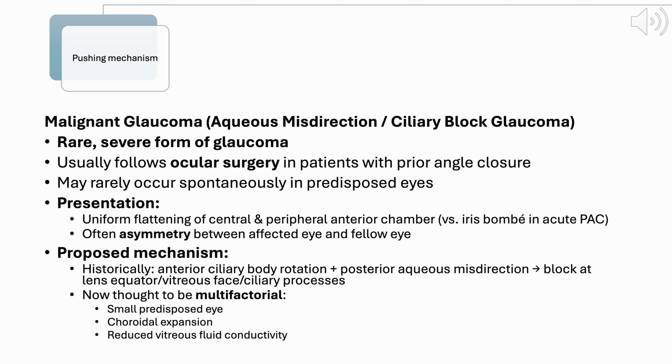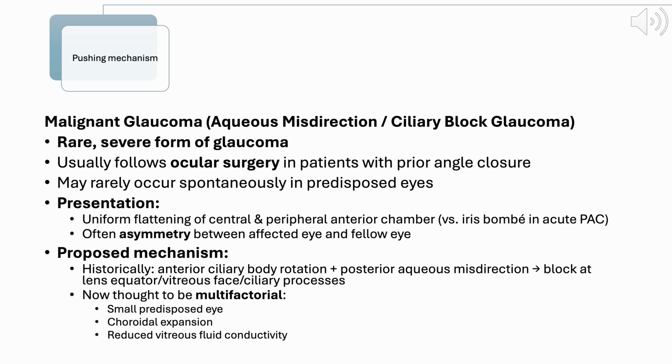Next, we will talk about malignant glaucoma, also called aqueous misdirection or ciliary block glaucoma, which is a rare and severe form of glaucoma. It most often follows ocular surgery in patients with prior angle closure, though it can occasionally occur spontaneously in predisposed eyes.